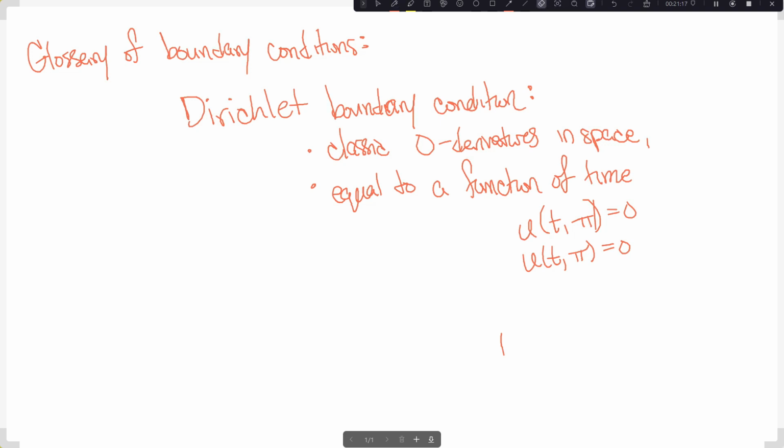The Neumann boundary condition, I'm just going to erase it and now replace the word with Neumann. The Neumann boundary condition is no longer classic, so I'll get rid of the word classic. It's a first derivative. One derivatives in space. So in higher dimensions, this would be like nabla, right? In fact, it's usually normal dot nabla. So we have some normal vector in space. This is the normal directional derivative.